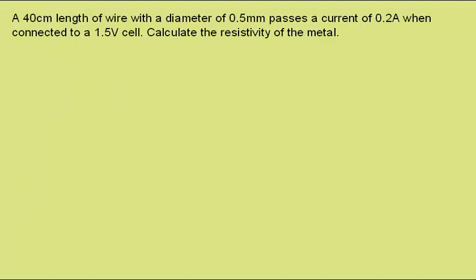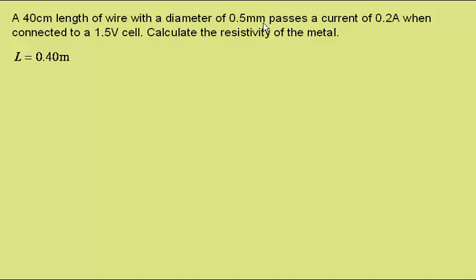Let's just look at this problem. A 40 centimeter length of wire with a diameter of 0.5 millimeters passes a current of 0.2 amps when connected to a 1.5 volt cell. Calculate the resistivity of the metal. Well, we've got quite a few mixed up units here. We've got the length in centimeters, which I'm going to convert to SI units of meters, and quote here my length as 0.40 meters. I've been given the diameter of the wire in millimeters, and I want the area.